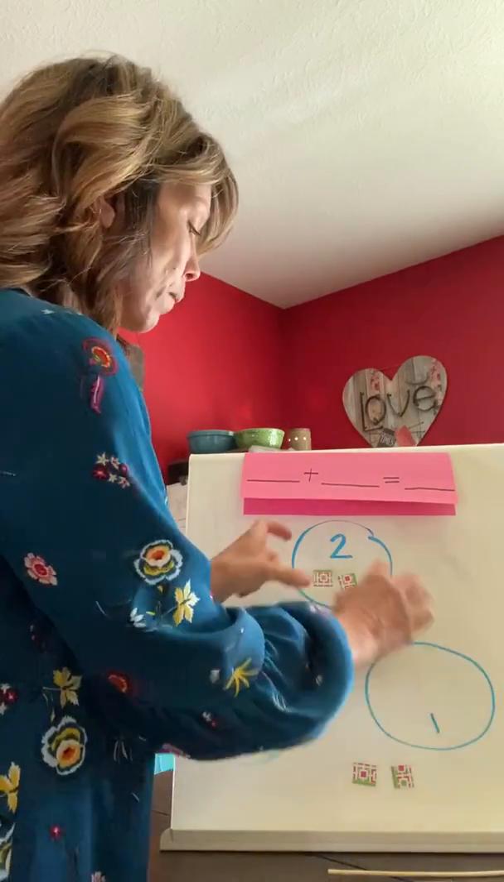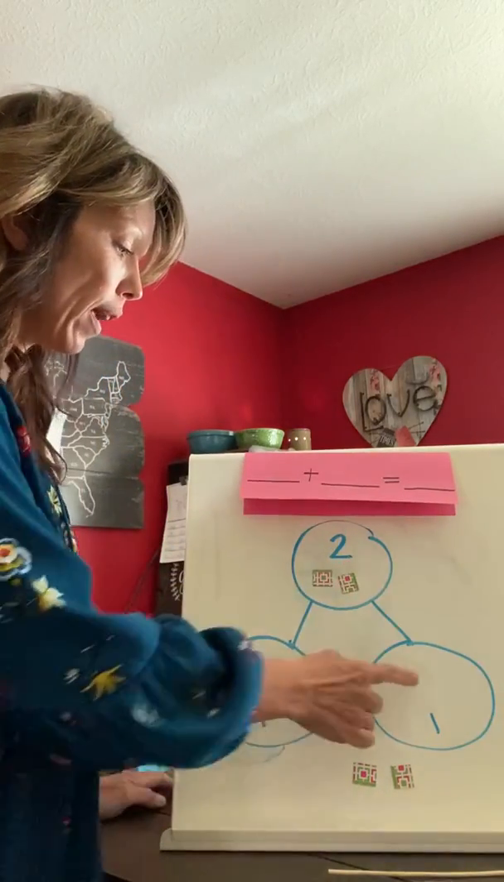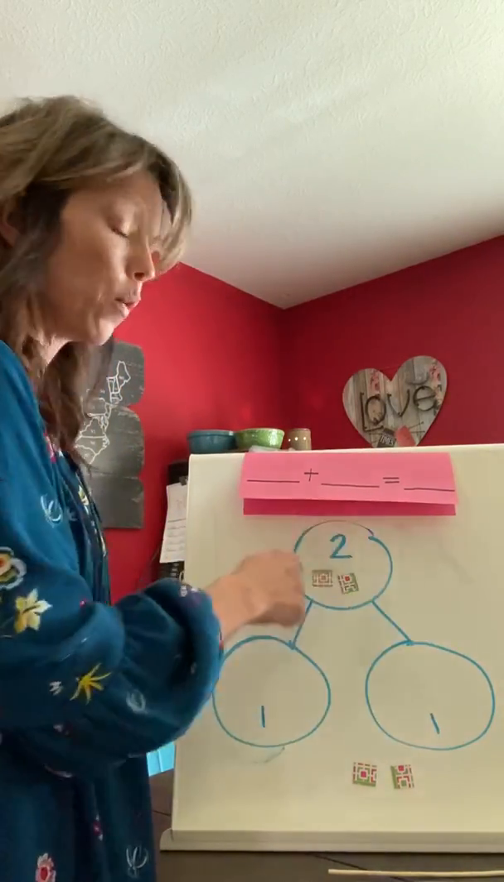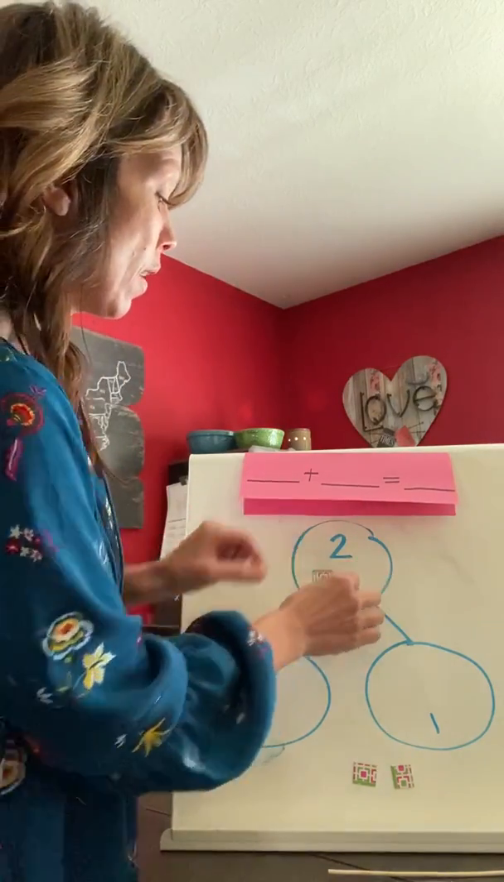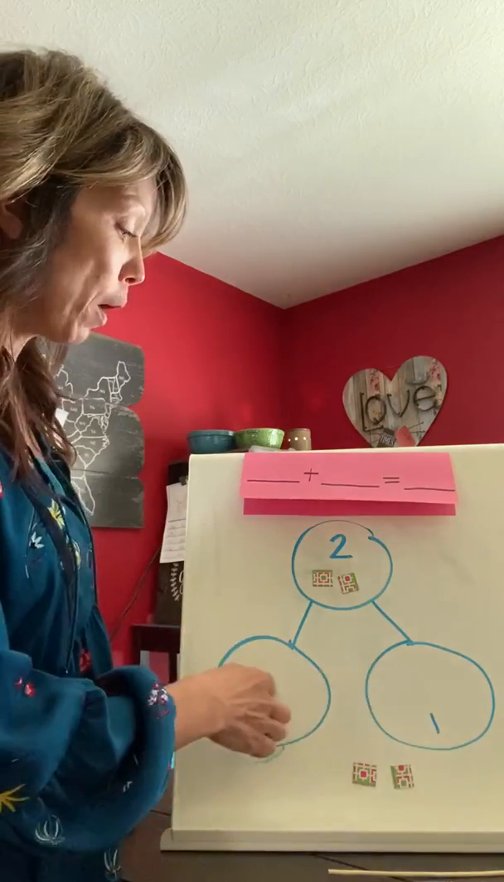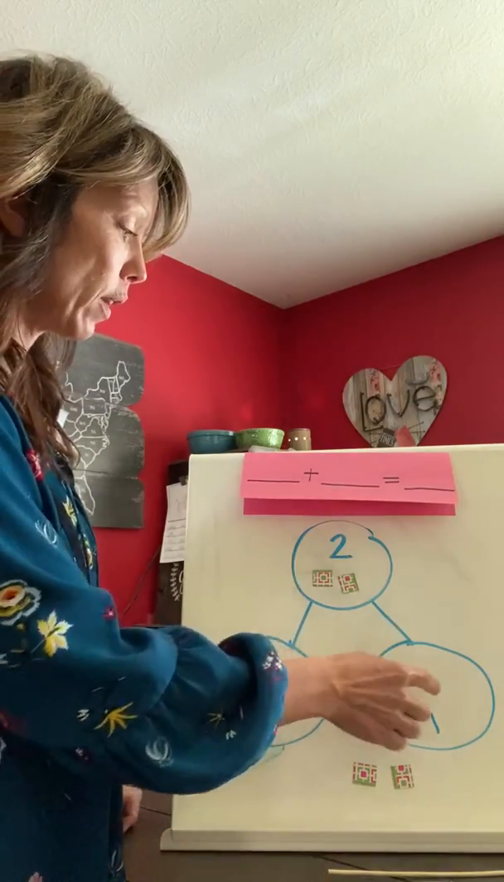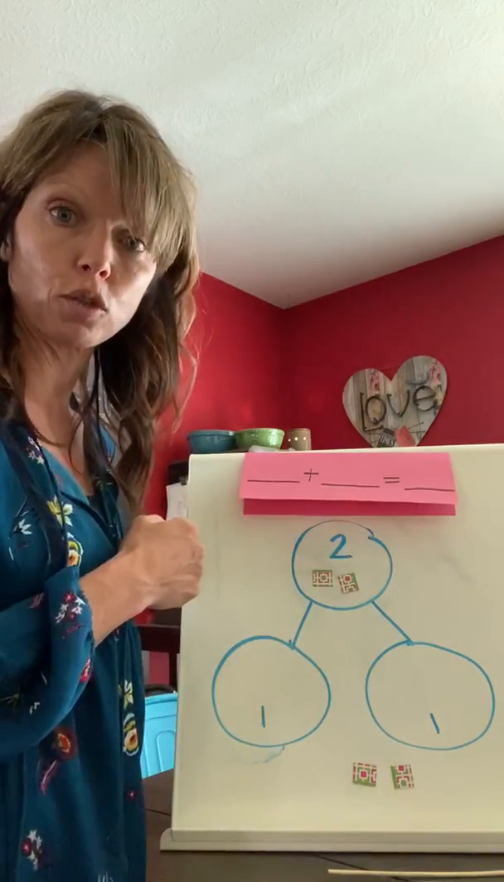and when we move those objects together, we had 1 and 1, and when we put them together, now we have 2. Okay, so as you can see, I moved my 2 parts, which were 1 and 1, and I put them together to make the number 2.